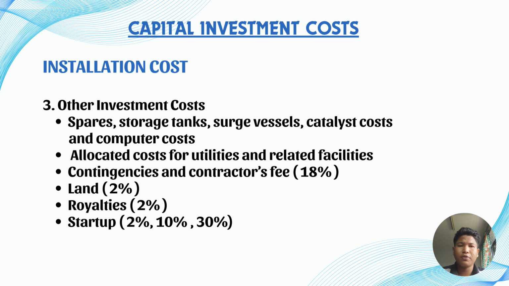We also need to consider a few percentage-based costs. Contingency and contractor fees are typically 18% of the total cost. This covers the unexpected expenses and fees for the general contractor. Land cost is usually about 2%, which varies based on the location, but must be accounted for. Next is the royalty, also about 2%, which is applied when proprietary technology, patents, or processes are used under a license. Lastly, we have startup cost, which can range widely, about 2 to 30%, depending on the complexity of the process.